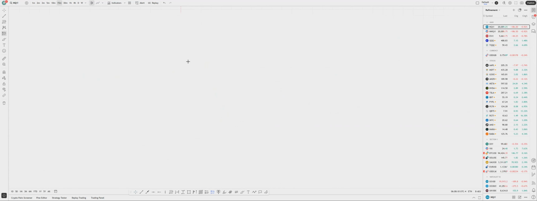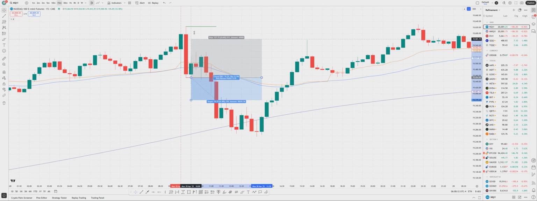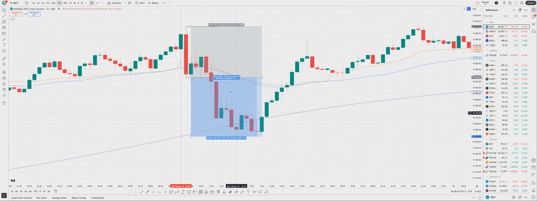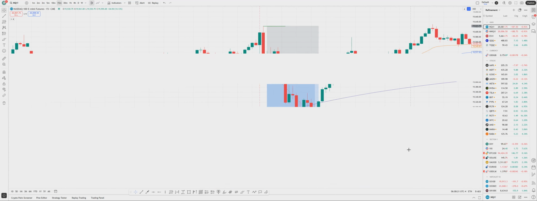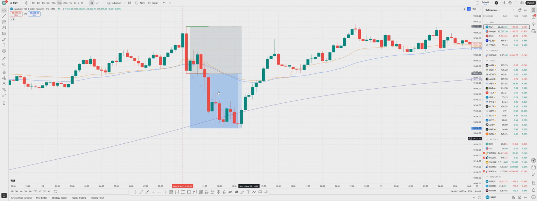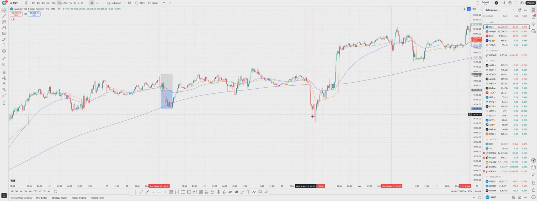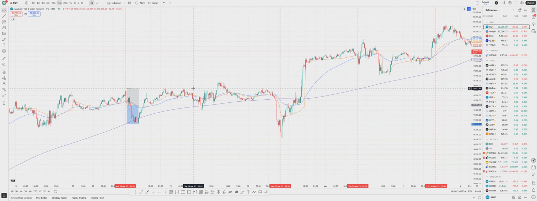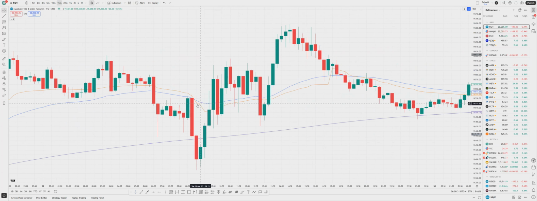Now, in this case, we trigger into a short. Our stop loss is just above the high, and as you can see, price did just under 200 points on the Nasdaq. Very simple strategy, very simple trade. 196 points is a banger. So now let's go on to the next day.